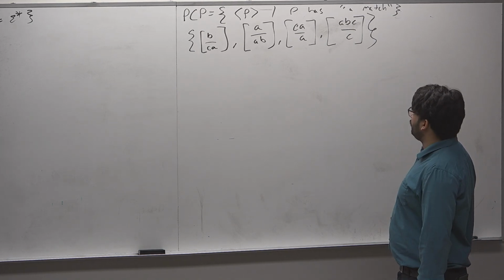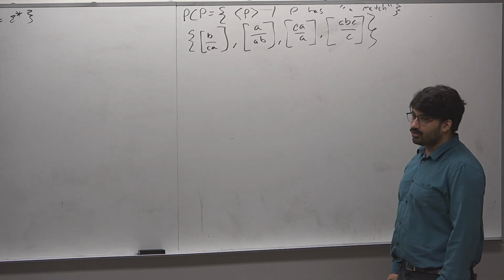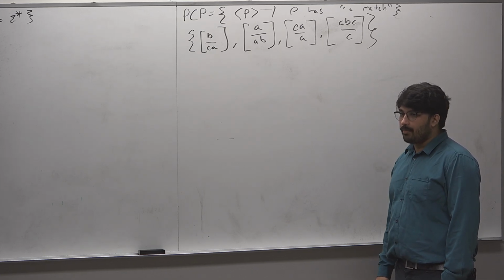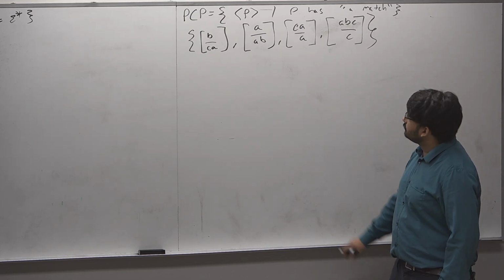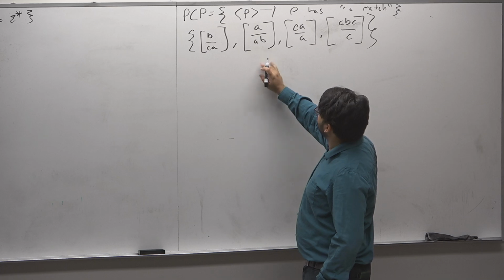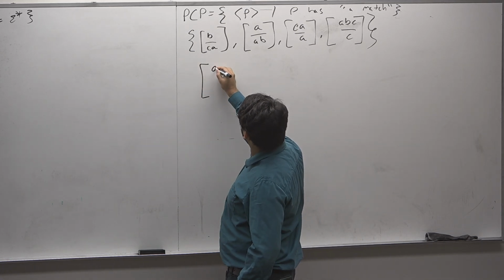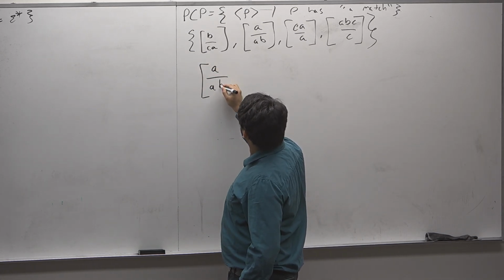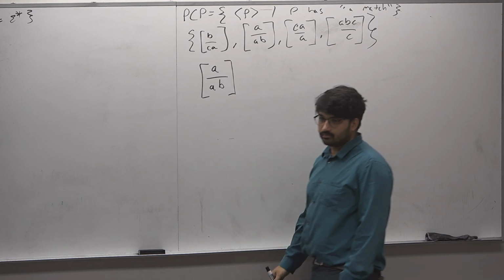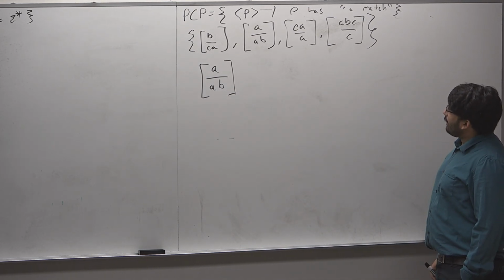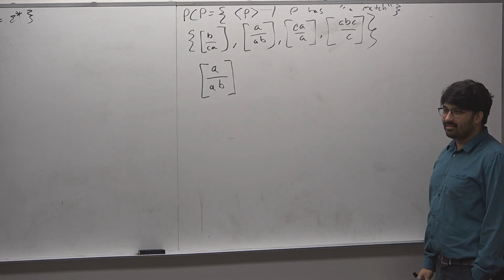Well, first problem. We need to choose a first domino. The first domino must begin with the same character on the top and the bottom. So we'll try this one. The second domino better begin with the B on the top.